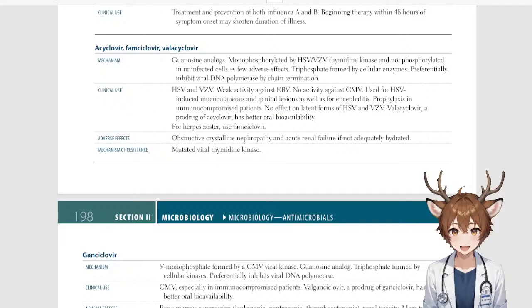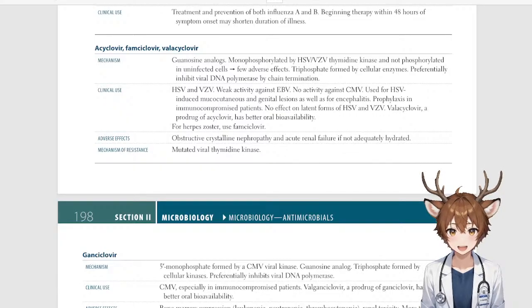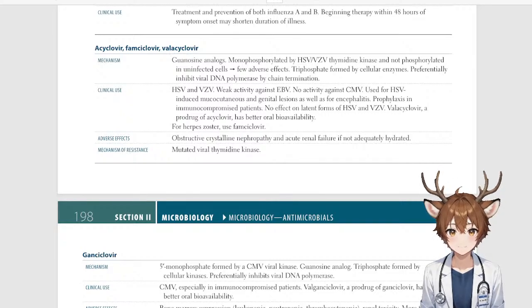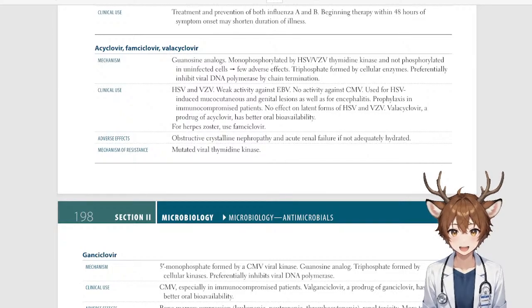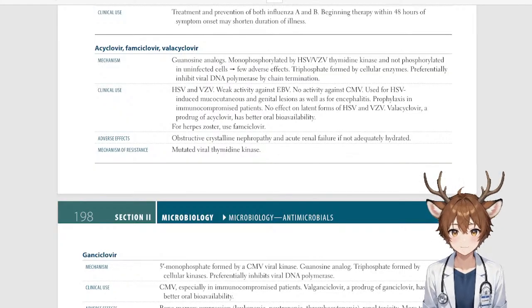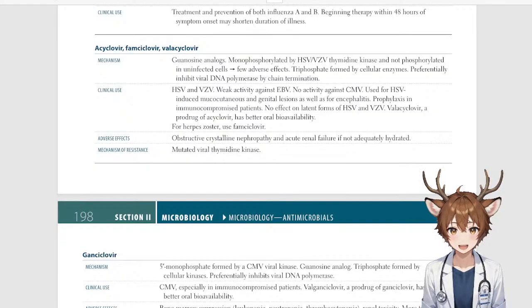Used for HSV-induced mucocutaneous and genital lesions as well as for encephalitis. Prophylaxis in patients who are immunocompromised. Also used as prophylaxis for immunocompetent patients with severe or recurrent infection. No effect on latent forms of HSV and VZV. Valacyclovir, a prodrug of acyclovir, has a better oral bioavailability. Just bear that in mind.